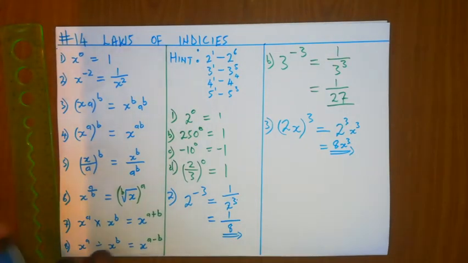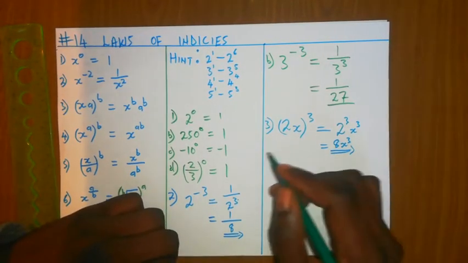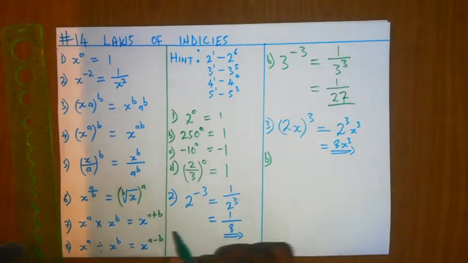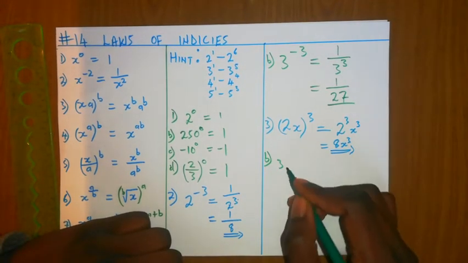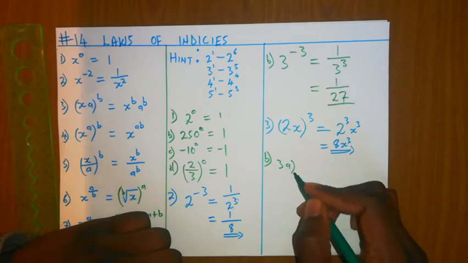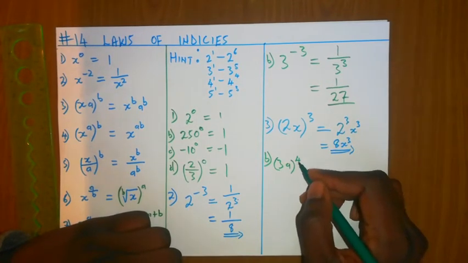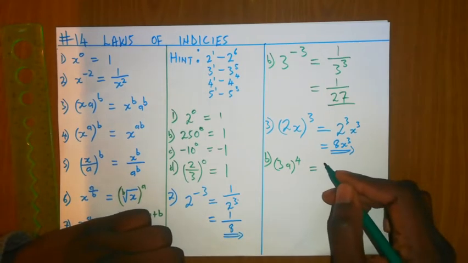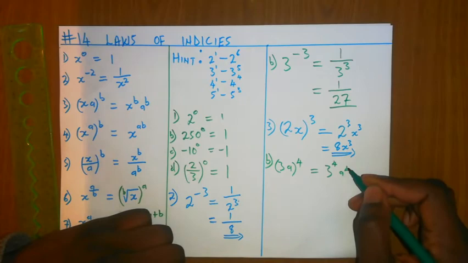Going to the other example, I might say my B might be 3a in brackets to the power 4. That's equal to 3 to the power 4 a to the power 4.